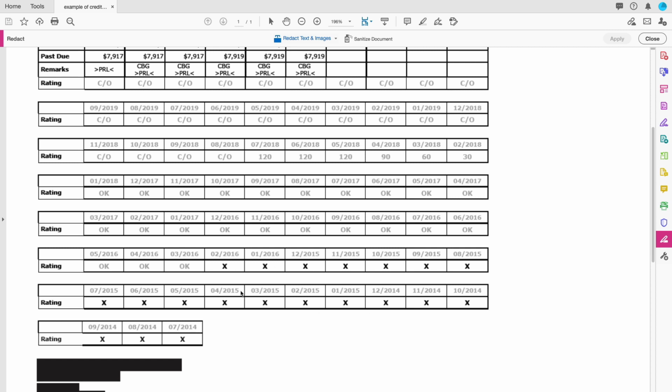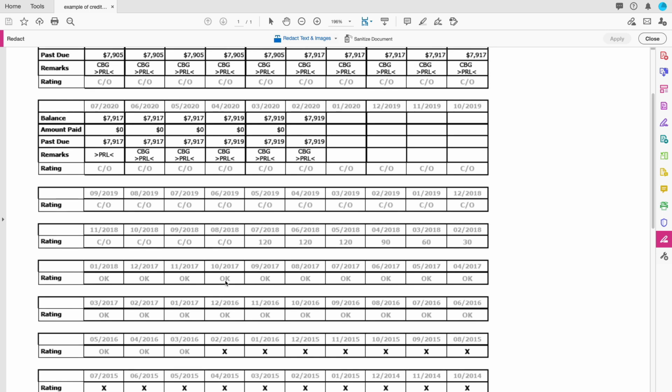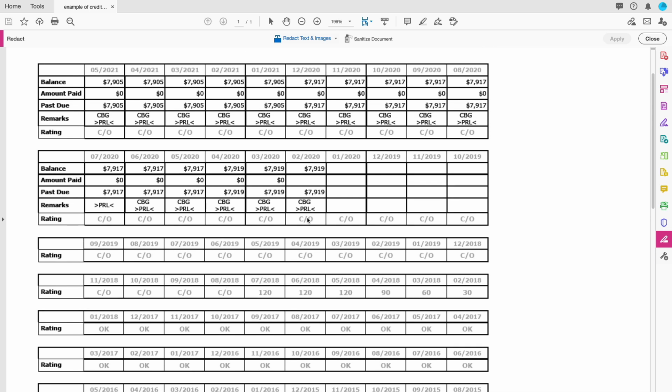And so this is definitely important down here. But I want you to focus on these two sections up here. So let's see if we can figure out what's going on. So in September 2019, it's a charge off. Then October 2019, now we see they're providing room for more information. Well, what information? Balance, amount paid, past due, remarks, and rating. All of that's missing. So again, we can challenge that and say, where's that missing information? But it's more than just that.